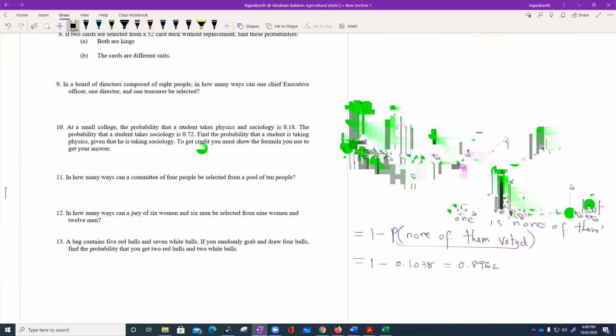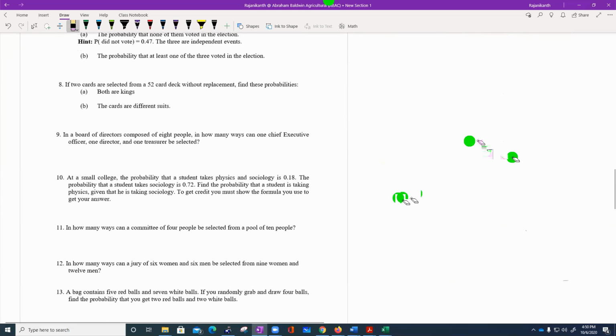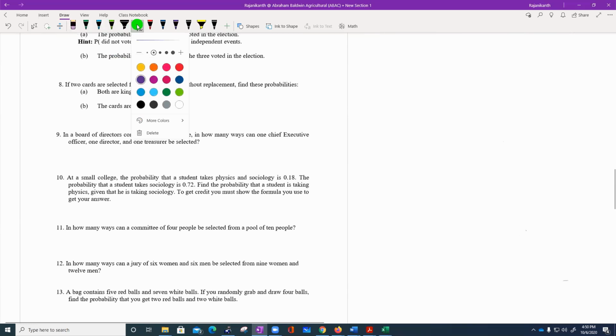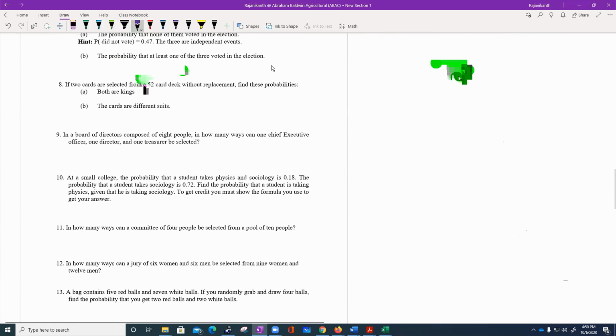Yes. Now we are going to use that counting numbers, the combinations and the permutations, those things to find out the remaining problems. Okay, number 8. This also the probability problem, number 8. 2 cards are selected from 52 card deck without replacement. Find these probabilities. Okay, so I could draw a tree diagram to do this problem.